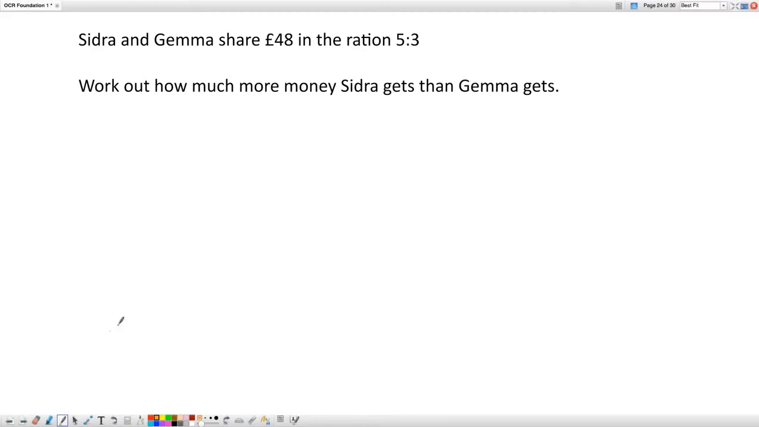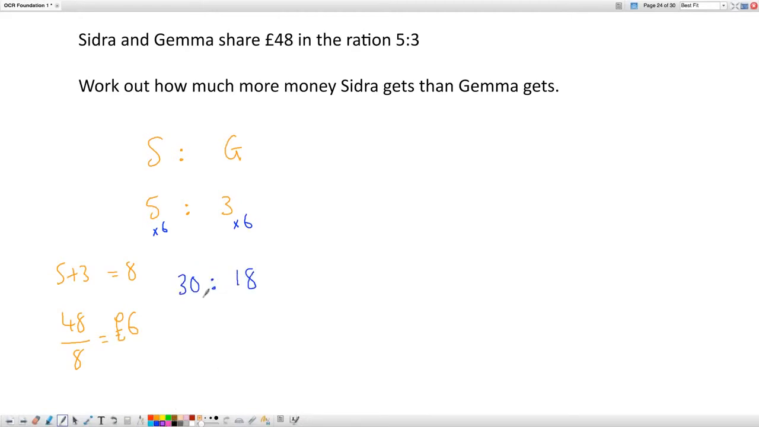Sidra and Gemma share £48 in the ratio 5 to 3. Work out how much more money Sidra gets than Gemma. So let's have a look. Sidra and Gemma, 5 to 3. Total, 5 plus 3, 8 parts. Total amount, 48 divided by 8, £6 for each part. So here we times by 6 and here we times by 6. Sidra gets 30, Gemma gets 18.